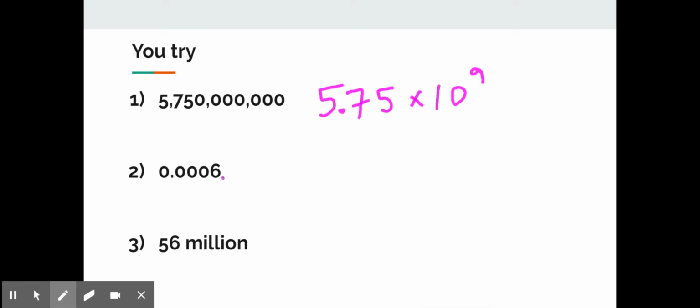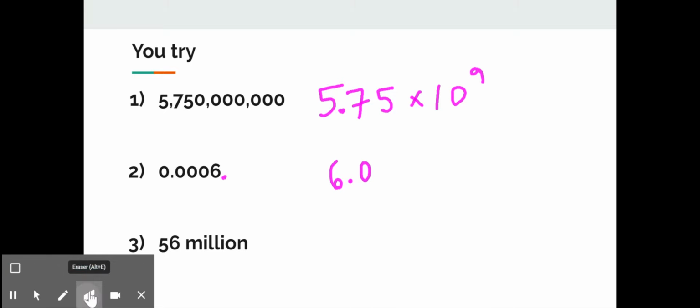Okay, problem 2. This is where we won't actually end up having a decimal in our problem. You could technically write 6.0, but you really don't need 0.0. That's like saying you're 12.0 years old.